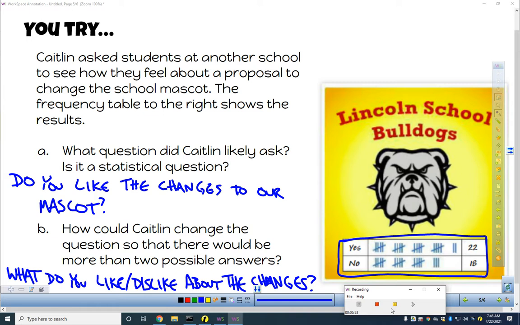So in part B, how could Caitlin change the question so that there would be more than two possible answers? Again, there are probably lots of different responses here. The one I came up with was, what do you like or dislike about the changes? So maybe people are saying, I don't like how mean the bulldog looks, or I don't like the yellow background. Maybe we should switch the yellow background and the red font. Maybe I'd like his face to have a little bit more detail. But there would be lots of different responses.